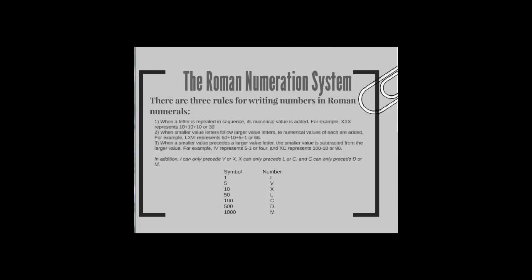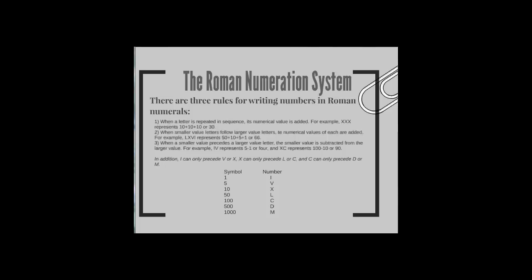And the third rule is, when a smaller value letter precedes a larger value letter, the smaller value is subtracted from the larger value. So for example, IV represents 5 minus 1, or 4, and XC represents 100 minus 10, or 90. In addition, I can only precede V or X, and X can only precede L or C, and C can only precede D or M. Okay, so that's an additional little rule there that you have to keep in mind.